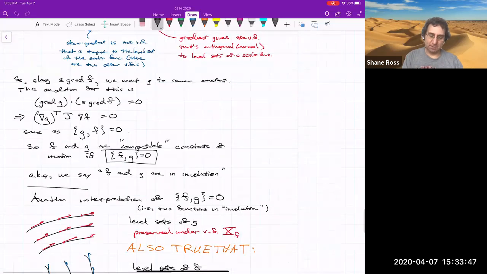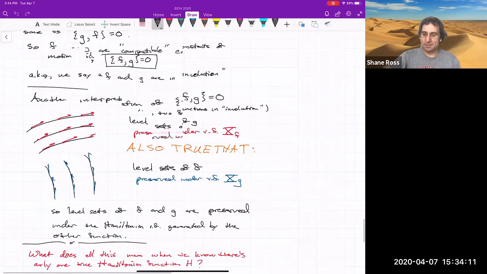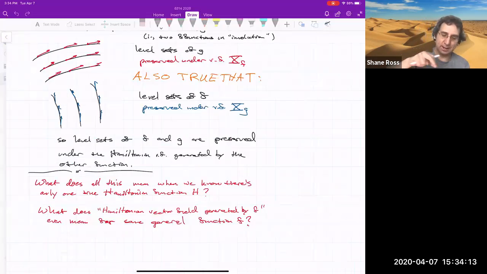And I gave this kind of simple drawing of, okay, the level sets of G are preserved under the vector field given by the Hamiltonian vector field given by function f, and then also level sets of f, these black curves, are preserved under the Hamiltonian vector field of G. And kind of ended there.